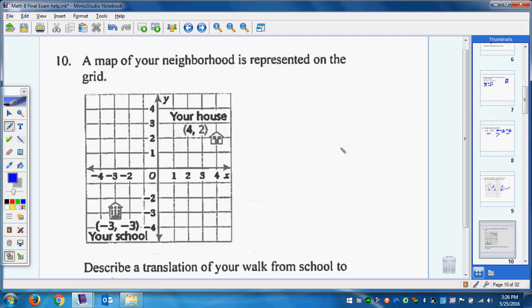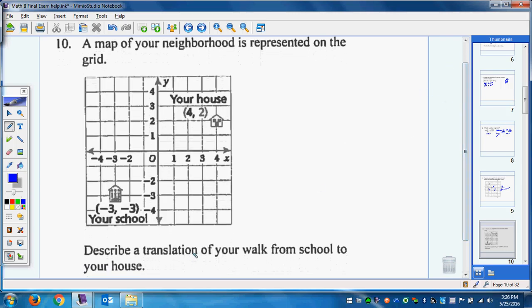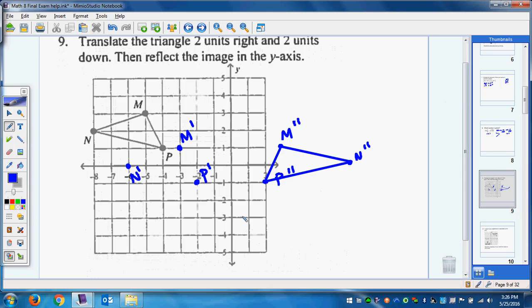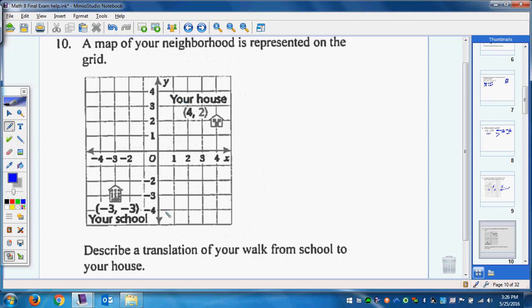A map of your neighborhood is represented on the grid. Describe a translation of your walk from school to your house. Now, translation, remember, that's just a simple movement like I did on the previous one. Translate is just up, down, left, right, or a combination. So it wants you to get from your school to your house. So up, down, left, right.